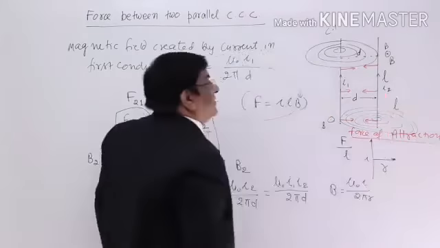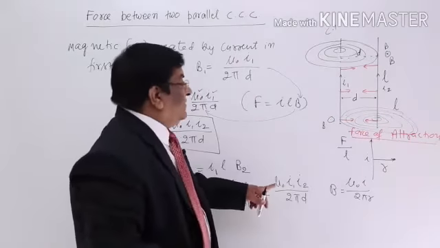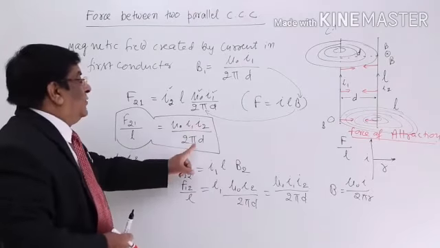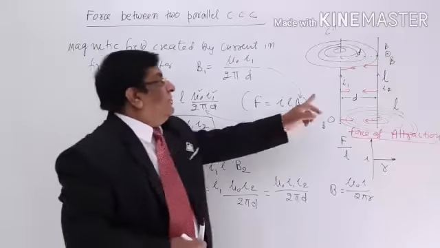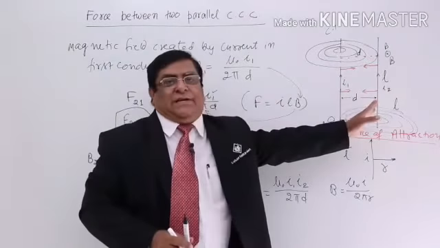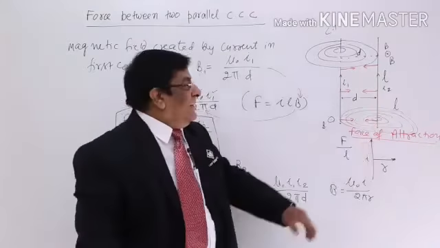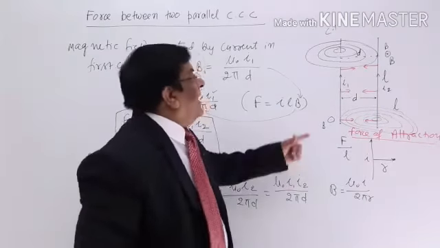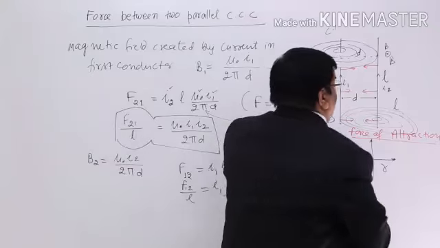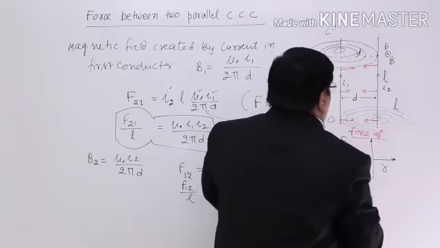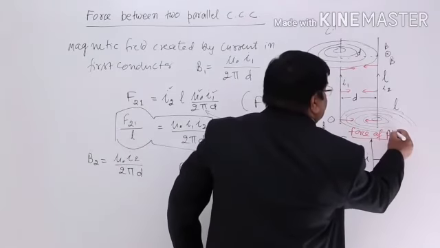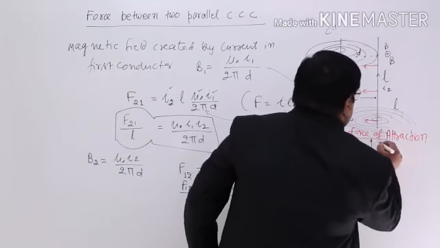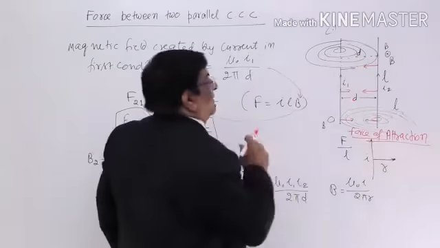Okay, so now you have both the things ready with you. What is the magnitude of the force? Mu naught I1 I2 upon 2 pi d, whether it is on first conductor or on second conductor. Then second thing is, what is the direction of force? Answer, towards each other. And what do we call it? We call it force of attraction. Okay, so you will remember this.